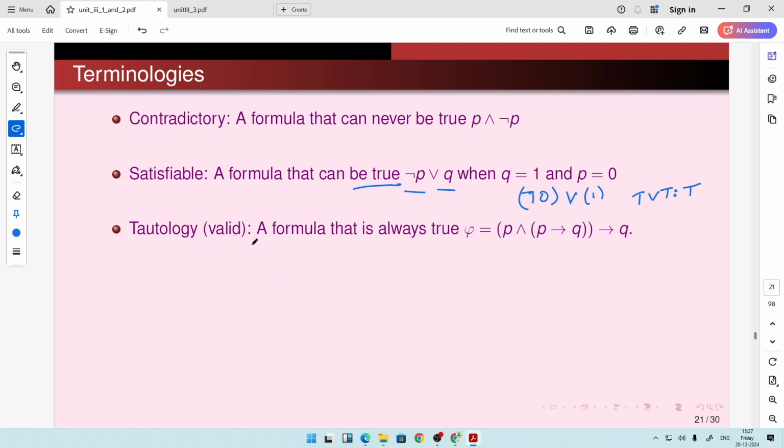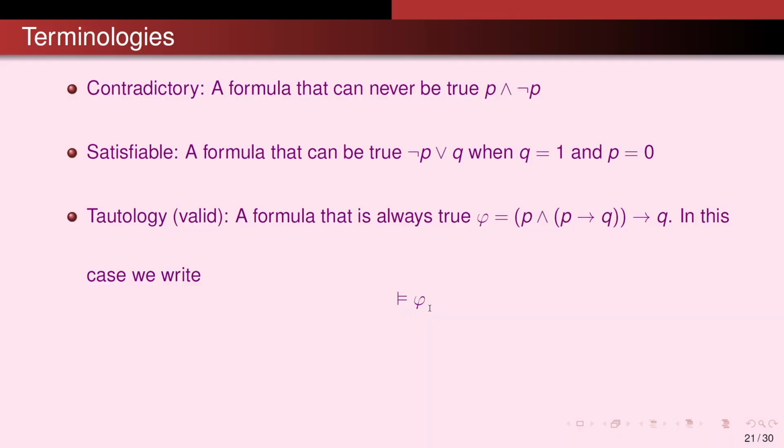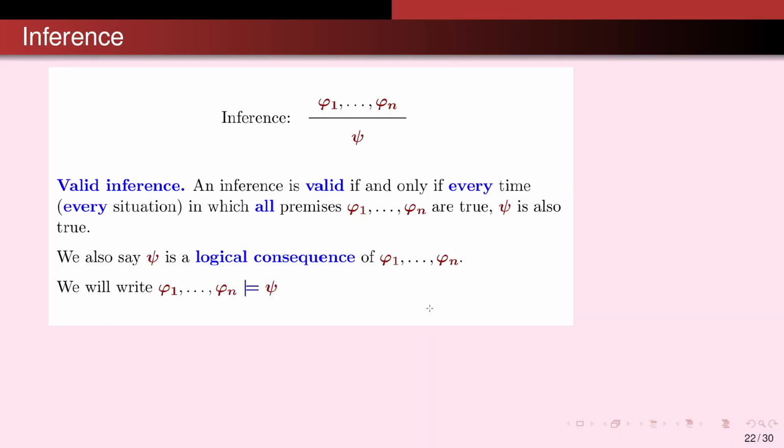A tautology is something where at all times the formula evaluates to 1, like we saw in the previous slide, where for this formula, in all possible cases, it evaluated to true. Therefore, it is called a tautology. So, these are the terminologies we write. In this case, we write entails phi if it is a tautology.